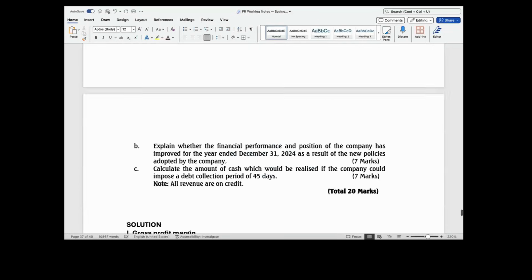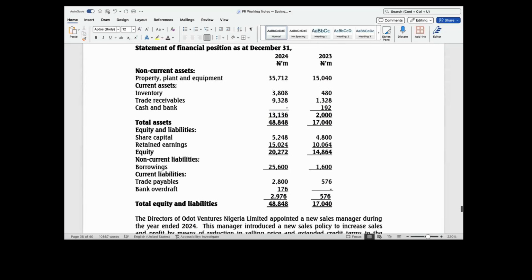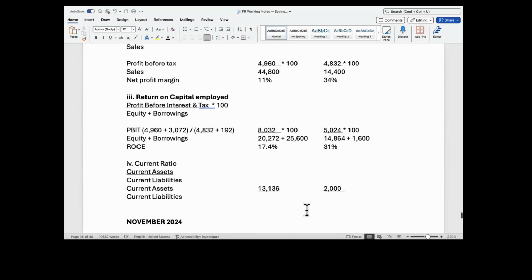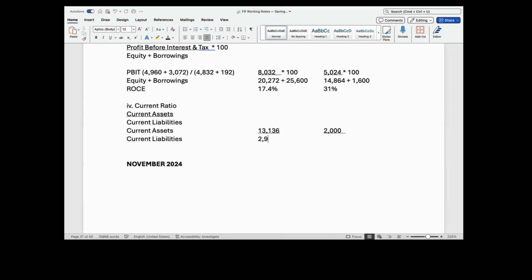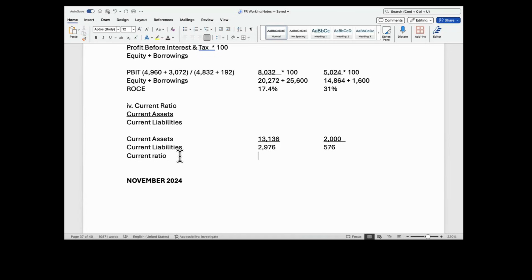My current liabilities for 2024 is 2,976, and this is 576 for 2023. So what's my current ratio? 4.4.